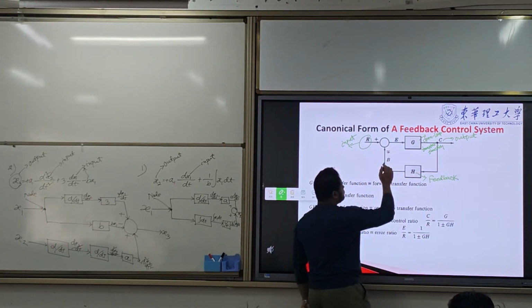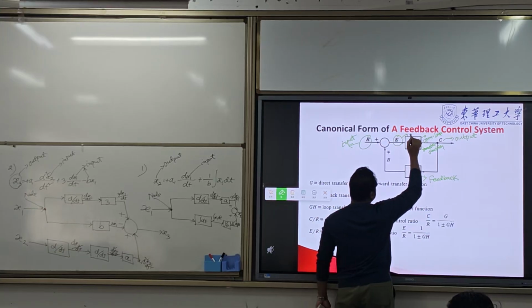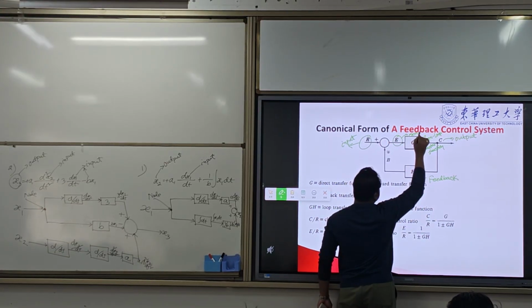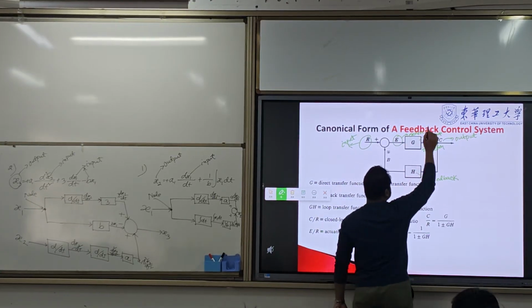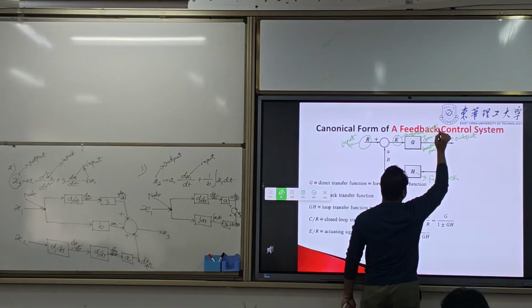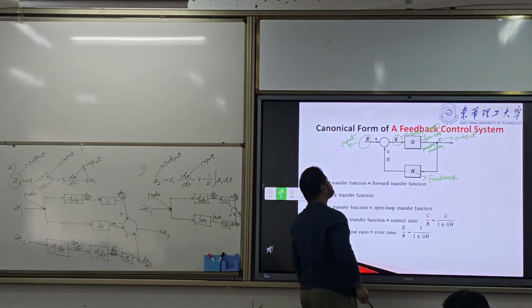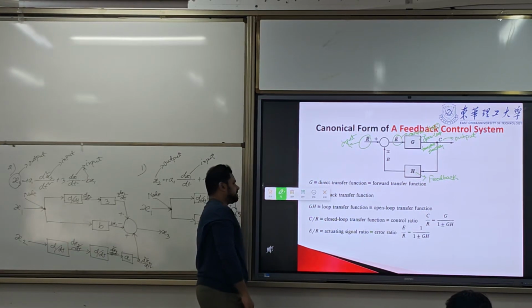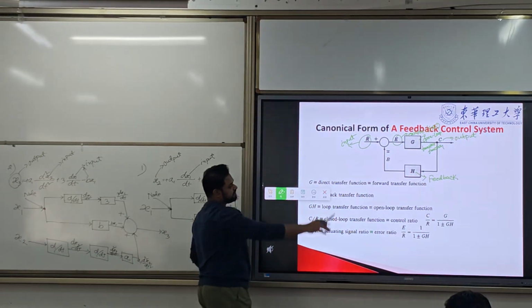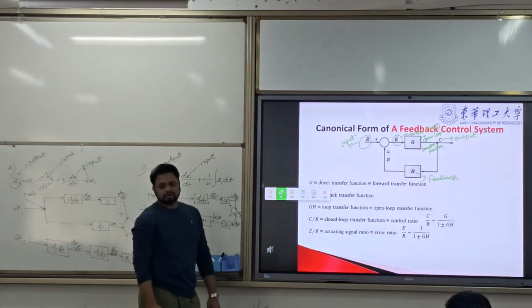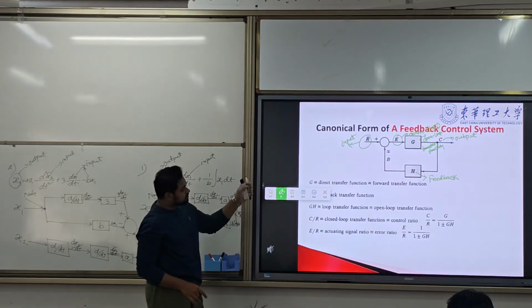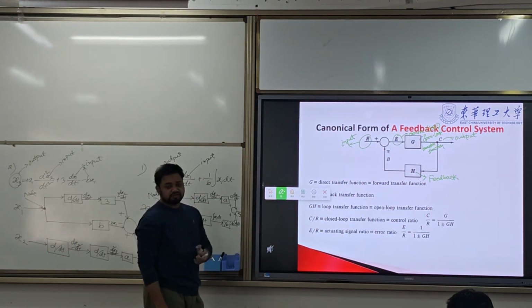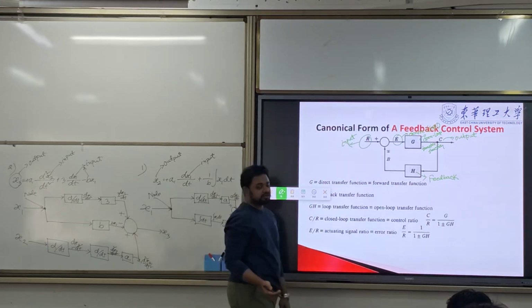This E, what is this? It is error. That error is called SSE, steady state error. We already know about that. We are just defining it by a simple block diagram. So this block diagram is a graphical representation of the feedback control system.